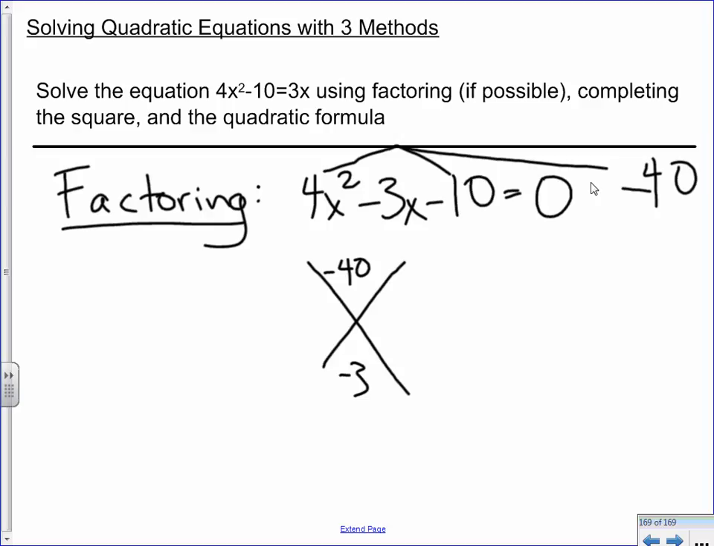Well, let's just think of some things that multiply to 40. See if they're maybe just off from each other by 3. So we've got 20 and 2. No, those are too far apart. 10 and 4, they're apart by 7. 8 and 5, those are just off by 3. So if I pick the correct signs, 8 and 5 should work. So how about -8 and +5? Multiplies to -40, and adds to -3.